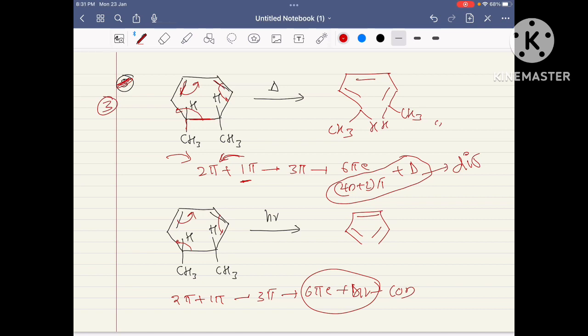Now we have to decide the stereochemistry. Counter-rotatory means moving in one direction. So if you are moving like this, hydrogen comes inside and CS3 comes outside. If you are moving in this direction, H comes outside and CS3 comes inside. So this is the product.